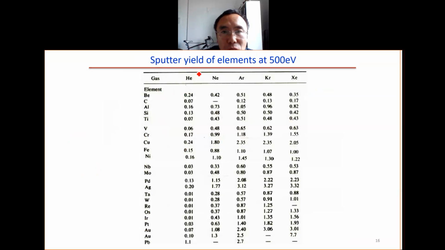So here is the sputter yield of elements at 500 electron volts. Those are the noble gases and those are the elements. You can see here, if we talk about argon, a noble metal like silver has very high sputter yield. Carbon has the lowest sputter yield, because carbon is like diamond, it's very hard, with very high bonding energy.